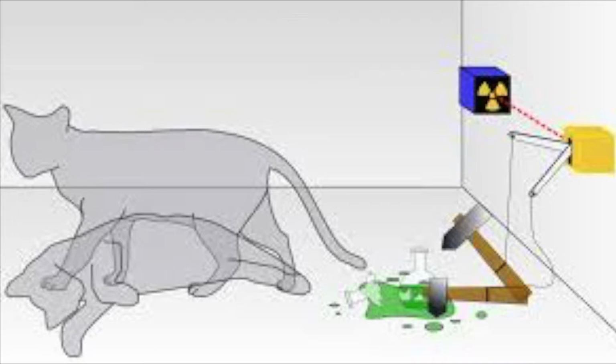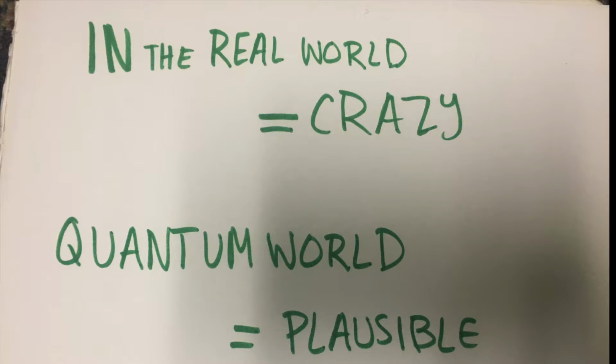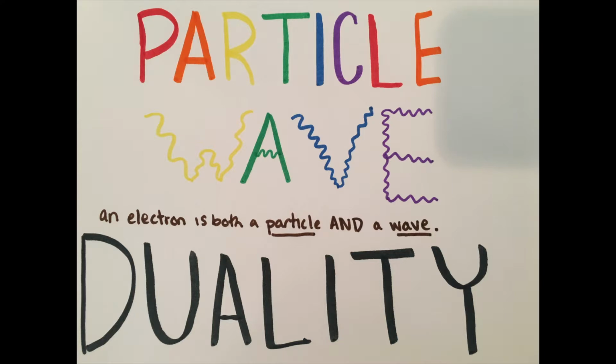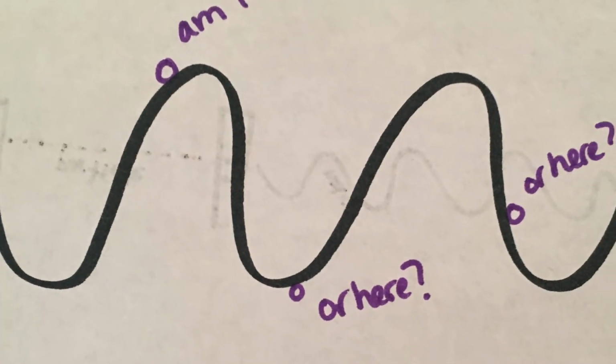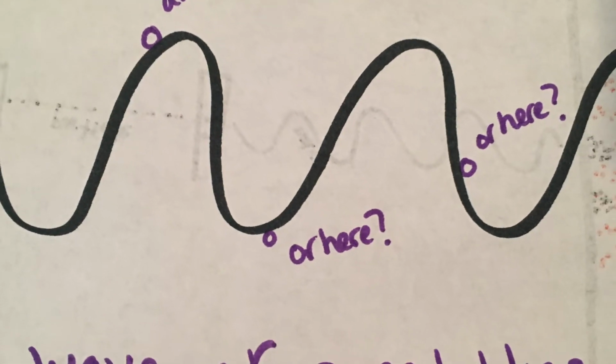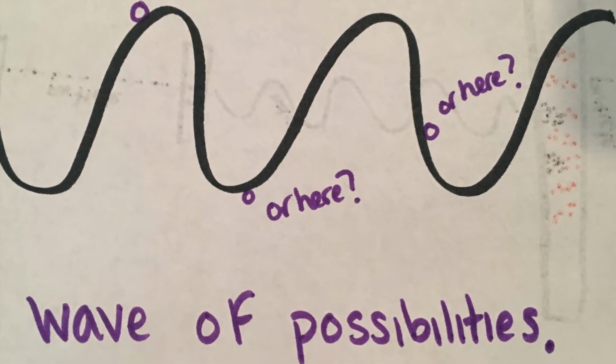Logically, this experiment makes no sense. A cat that is both dead and alive? What? And that was Schrodinger's point. In the real world, it makes absolutely no sense. But when you think about it in terms of the quantum world, it actually follows all of the principles we know. Because of particle-wave duality, the cat's wave function can be in a superposition of the two possibilities until we observe the cat, which causes the collapse of the wave function by cementing in one of the many, many possibilities that lie on that wave function.